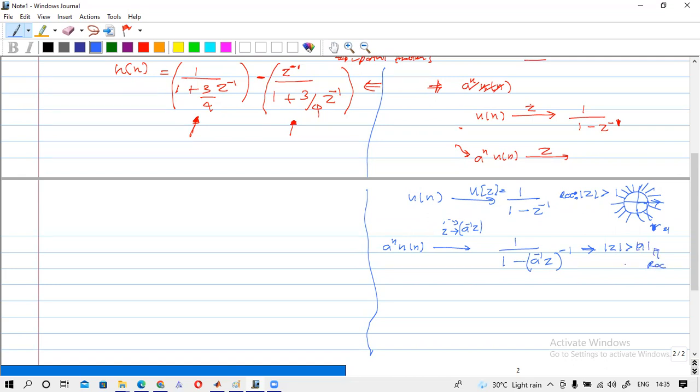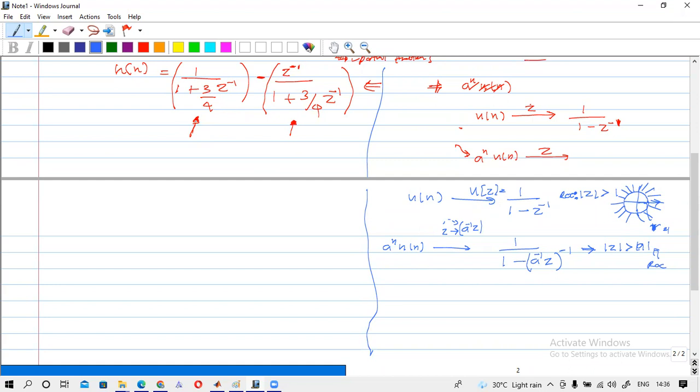Are you okay with this? If anyone has a problem, you can ask. If you can clear the problems here, I think it is better. Clear your Z transform problems. Maybe numerical problems, maybe not. I can't clear all these things because those are not clear for me also. But Z transform related things should be cleared at this stage. So I think this is okay. This will be my ROC for this one.